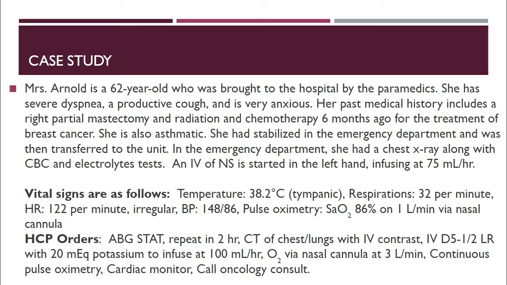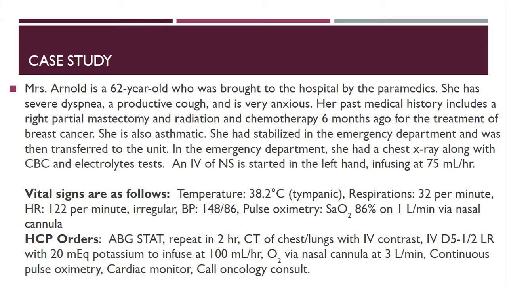In the emergency department, she had a chest x-ray along with a CBC and electrolyte tests. An IV of normal saline was started in the left hand, infusing at 75 mLs an hour. Vital signs are as follows: temperature 38.2, tympanic, respirations 32 per minute, heart rate 122 per minute, irregular, blood pressure is 148/86, pulse ox is 86% on 1 liter, via nasal cannula. And then the healthcare provider orders once a stat ABG and then a repeat in 2 hours, CT of the chest and lungs with IV contrast.